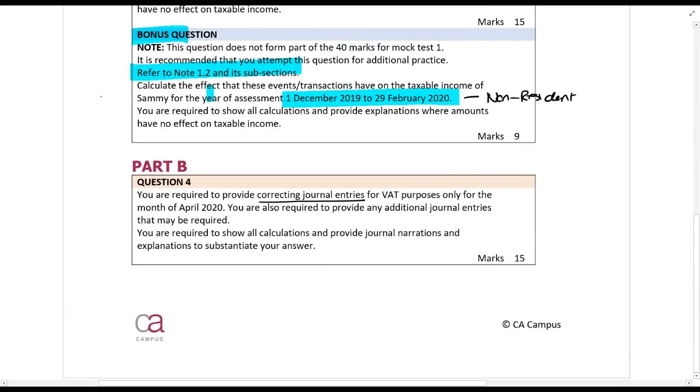Guys, part B. If you haven't watched this part of part B yet, let me just explain to you quickly. You'll see this question asks you to provide the correcting journal entries for VAT purposes for the month of April. Show all calculations, provide journal narrations. You'll see when I start part B in the recording there, I'm actually going to do the reading and answering it at the same time as we go through it. So it's nice and makes sense to do it in that way.